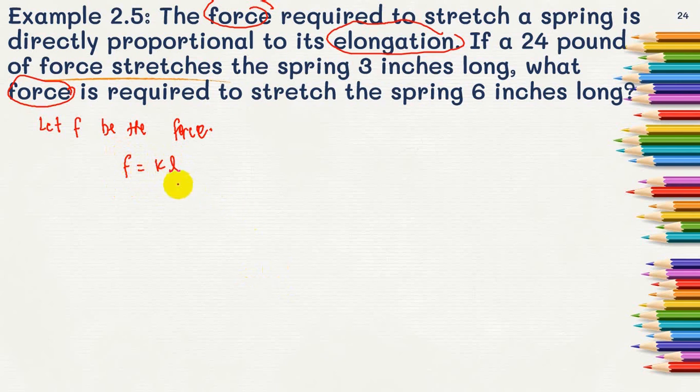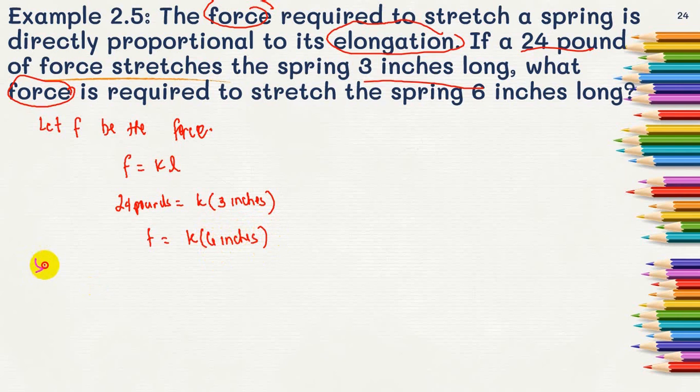Right, so let's write the first variation equation using 24 pounds for the force and 3 inches for the elongation. So force is 24 pounds equals K times the length, which is 3 inches. Alright, so this will be our first variation equation. Next, force is unknown. F will be equal to K times 6 inches long.